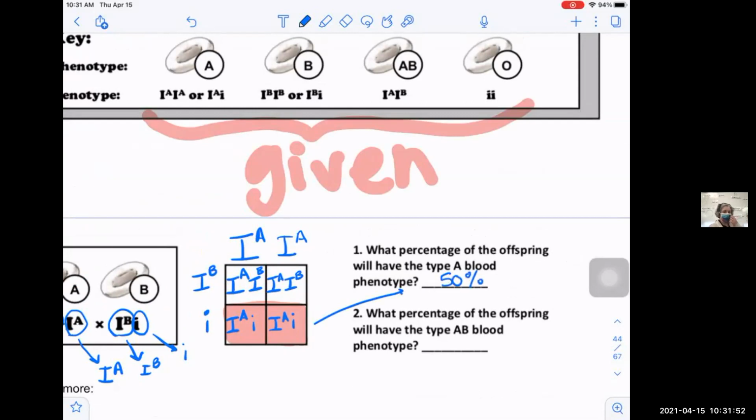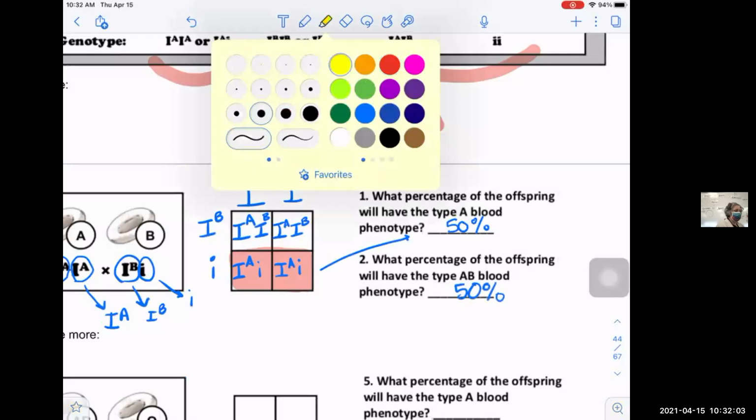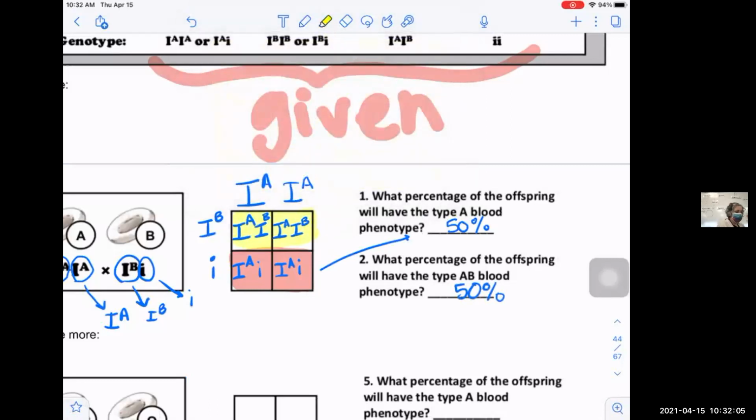And then what percent will have type B blood? I'm sorry, AB blood. The other 50%. Riddle me this. Can these parents have a type B blood baby? I mean, one of the parents was type B. They cannot. Because the type A parent was homozygous for A, they can't have a type B blood baby. They can't have a type O baby either, by the way.